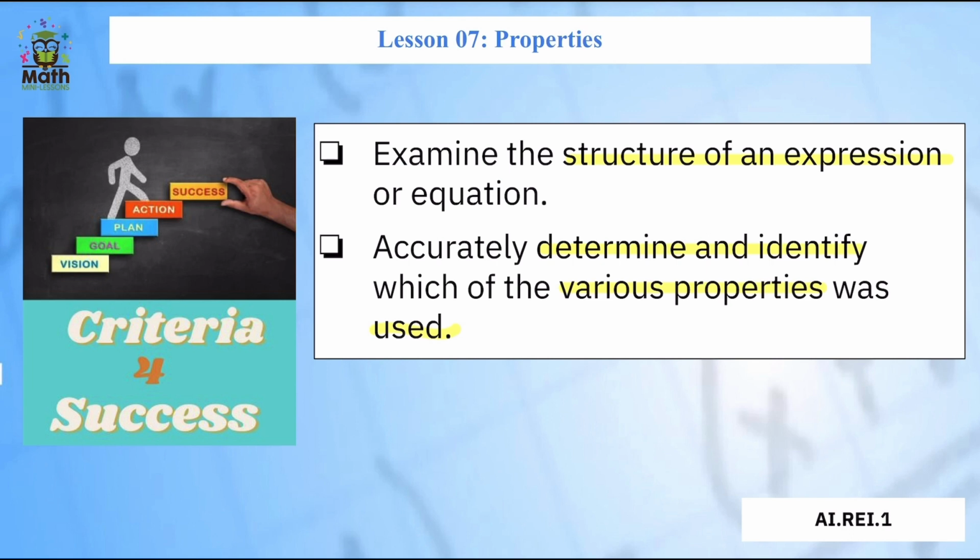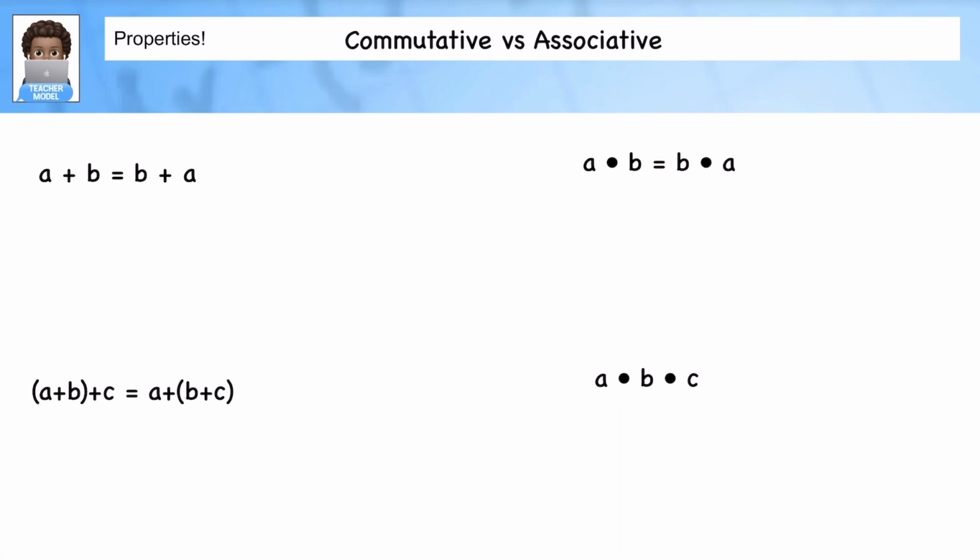So zooming back up a little bit, we're going to talk about a lot of terminology and just giving names of things that you've been doing with numbers for a really long time. Let's start with our first two properties, commutative and associative. And this is for both addition and multiplication. Here's how I tell the difference.